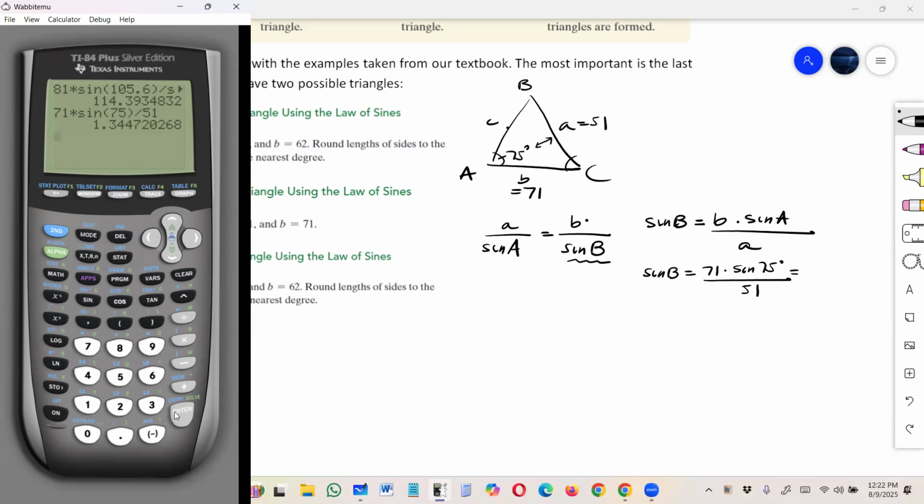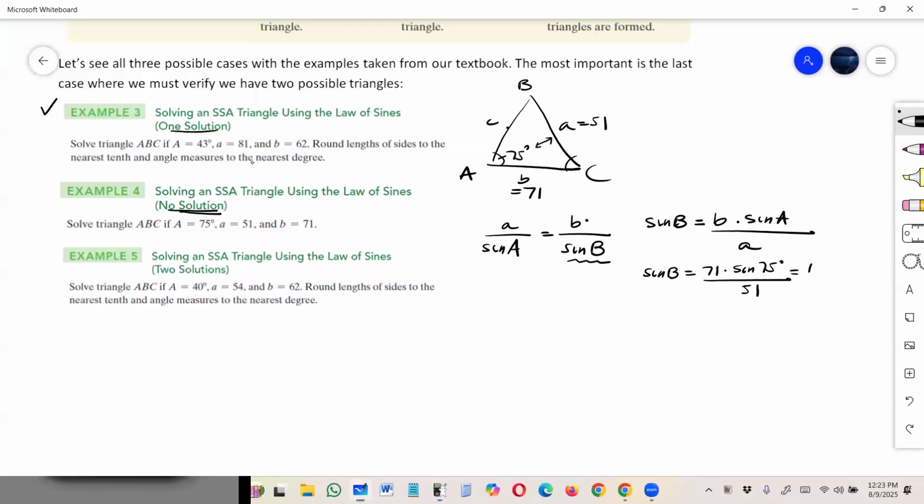So this could now be very confusing. You have to remember this is neither an angle nor a side. This is the value of sine B. So I'm going to write 1.34. Now, to find this angle, we use the inverse function, sine inverse of 1.34.